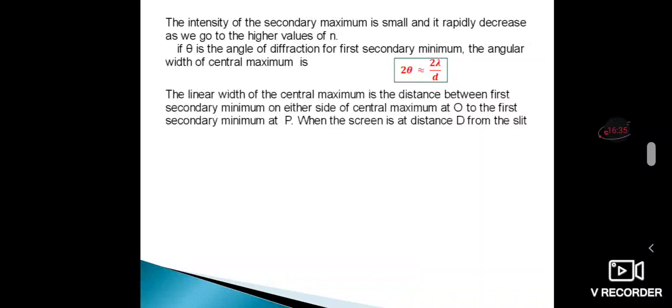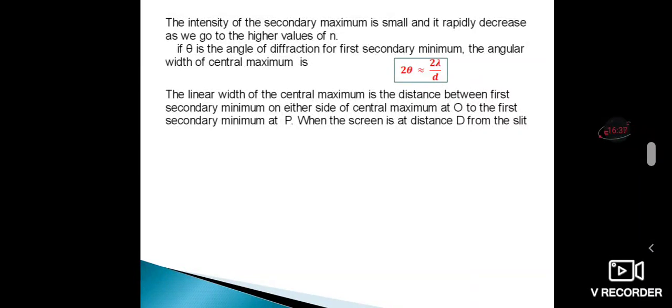If theta is the angle of diffraction for the first secondary minimum, then the angular width of the central maximum is given by 2 theta equal to 2 lambda divided by d. The central maximum width is the width between the two first minima on either side of the center, and it is given by 2 theta equal to 2 lambda divided by d.